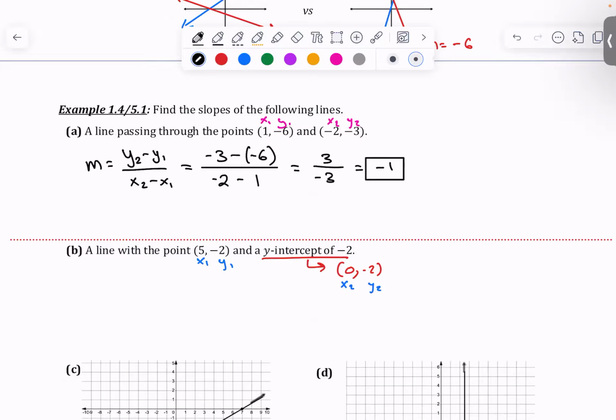So if you're trying to memorize a formula, rewrite it. M is equal to y sub 2 minus y sub 1 over x sub 2 minus x sub 1. And that will be negative 2 minus negative 2 over 0 minus 5. That's 0 over negative 5, which is just 0.